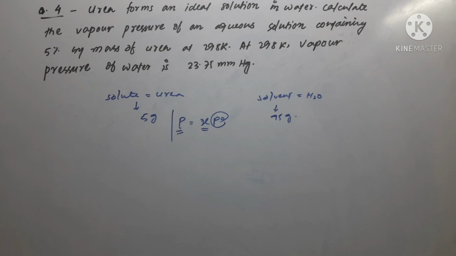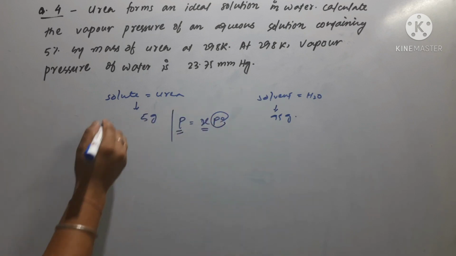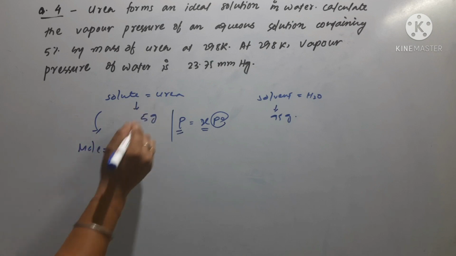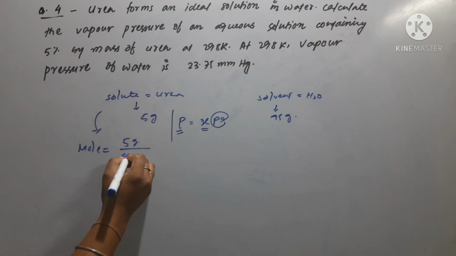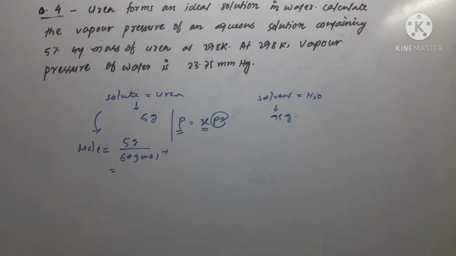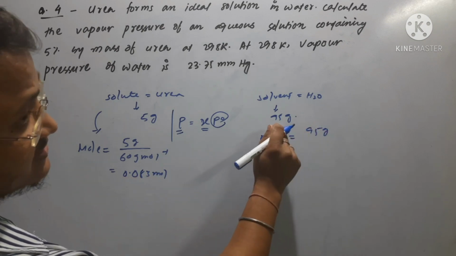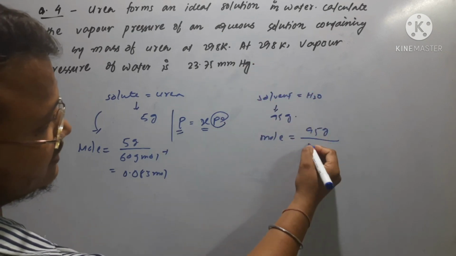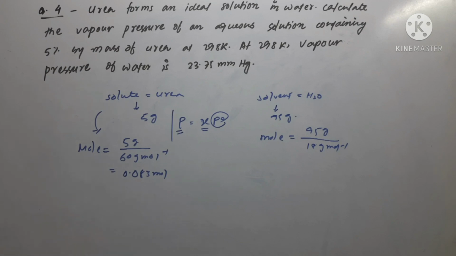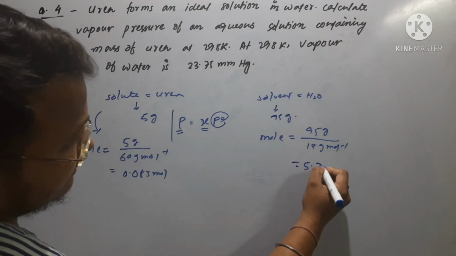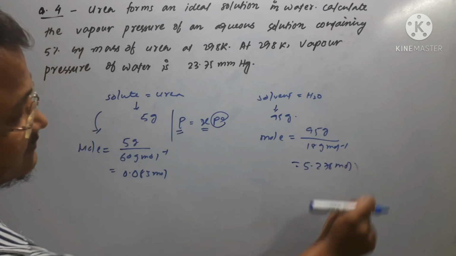Once we calculate the mole fraction of the solvent, it is too simple. For mole fraction, we need the moles of both components. So moles of urea: 5 gram divided by the molar mass of urea, 60 gram per mole, which comes out as 0.083 mole. Similarly for water, moles equal to 95 gram, the given mass in the solution, divided by 18 gram per mole, which comes out as 5.278 mole.